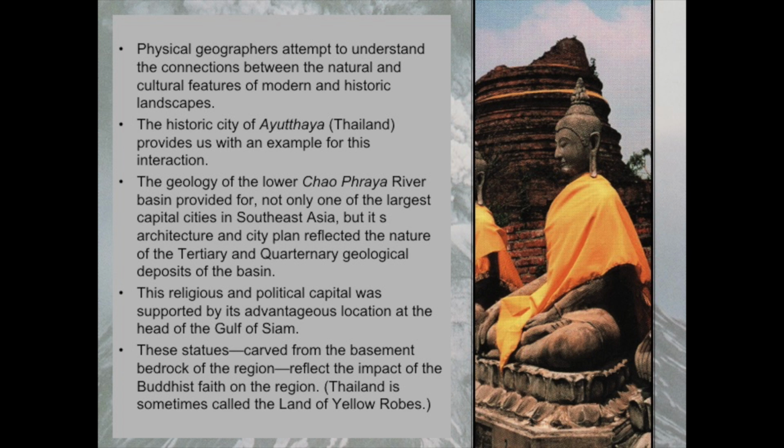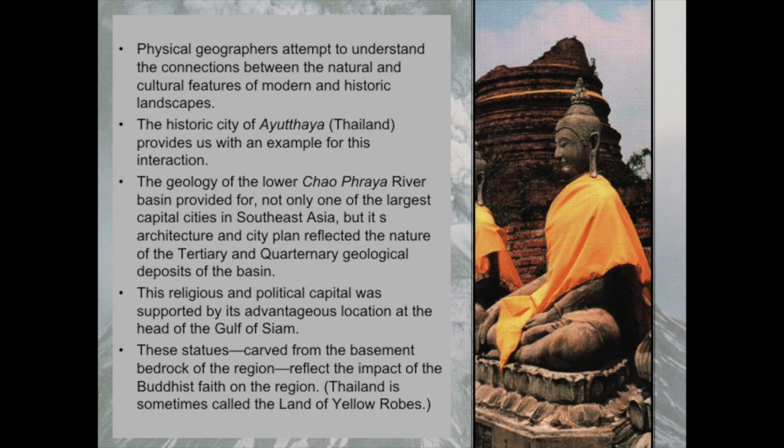These unique statues represent this connection between the natural and cultural world. They're part of the landscape that we assign to the historic city of Ayutthaya in modern Thailand, Southeast Asia. The statues represent a later period in this prehistoric city that was initially established in the 14th century AD. The geology of the lower Chao Phraya River basin provides us with the material means for the carving of these statues. It was also advantageous for the development of this prehistoric capital city in Southeast Asia.